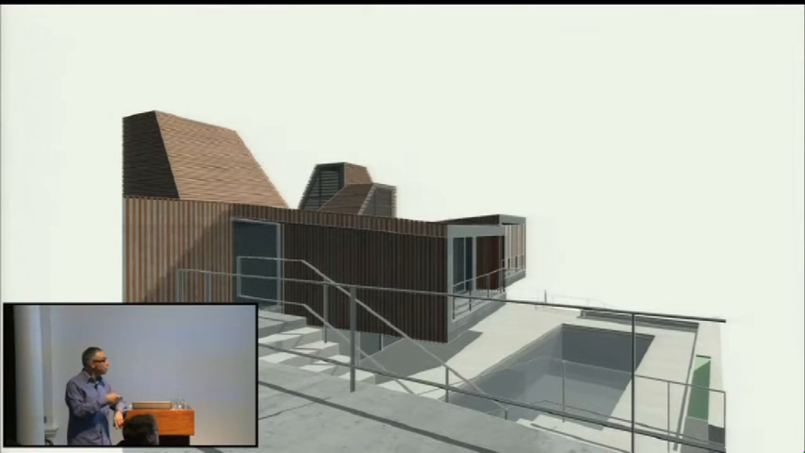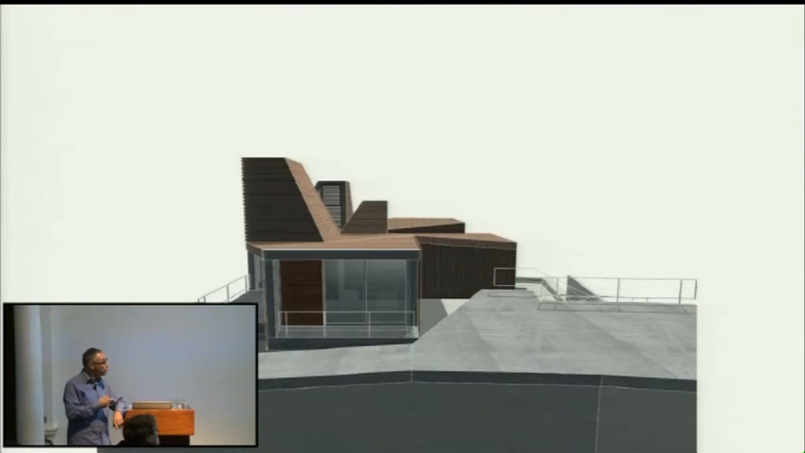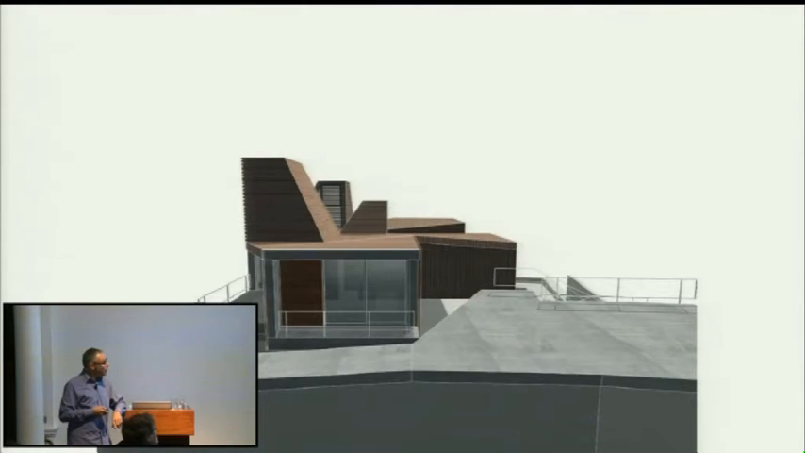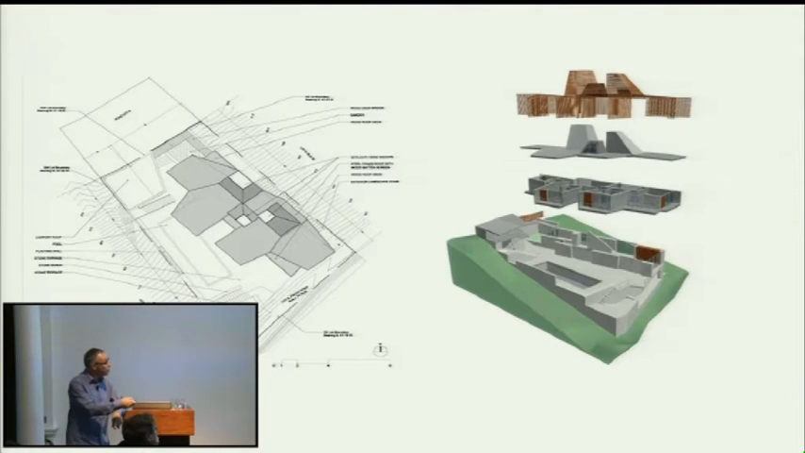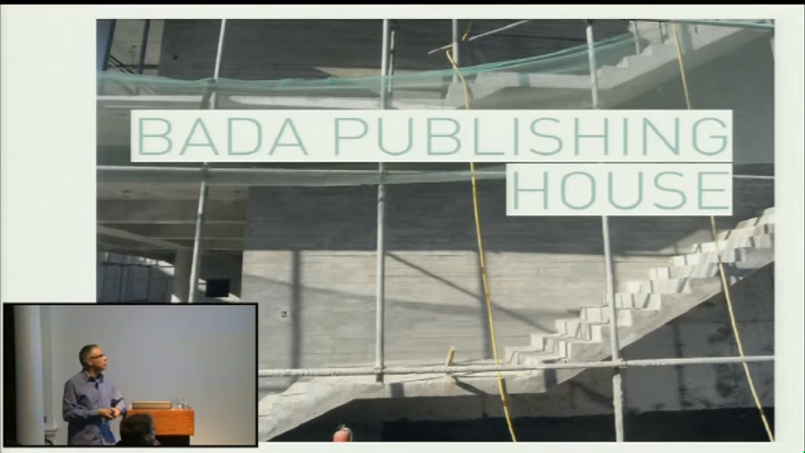That sense of the active profile continued with another project which is currently unbuilt, but we hope will at some point start up, for a house on the seaside in the Philippines. A house where we create a kind of artificial landscape at a lower level, but then at this upper level, again, very much about the iconicity of the house and the profile on the landscape.